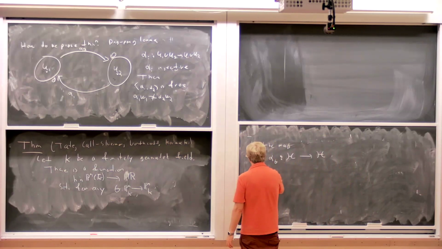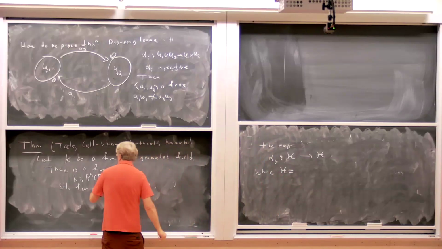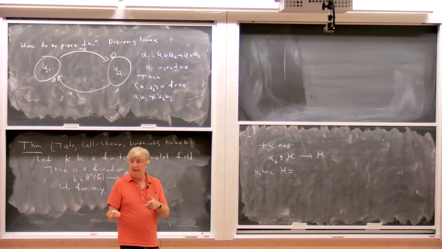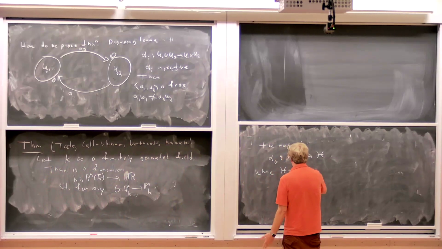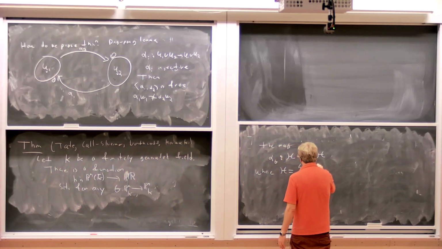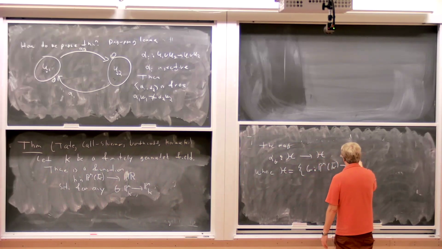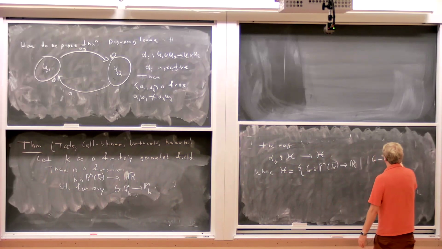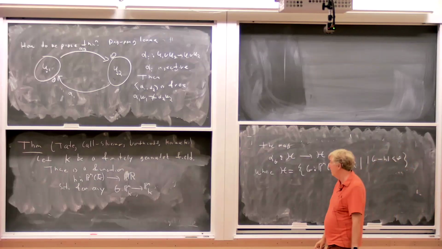Where H is what? H will just be the set of all functions from Pn(K bar) to R that are bounded in difference from h. Maybe call it capital G. So I'm not really putting much of a restriction on these at all, such that the difference between G and h is bounded in sup norm.